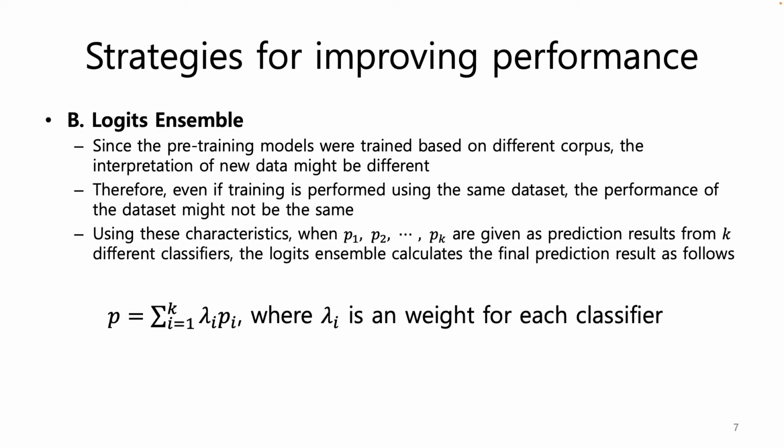The second strategy is logic ensemble. It is known that since the pre-training models were trained based on a different corpus, performance can vary on a task even with the same dataset for training. To maximize the benefit of having multiple pre-trained models, a logic ensemble was implemented as the equation shown in this slide. We tried to improve the performance by performing logic ensemble to find the weight lambda that shows the maximum performance for the validation set.